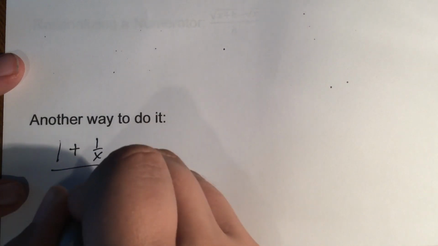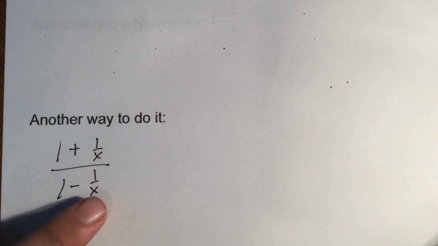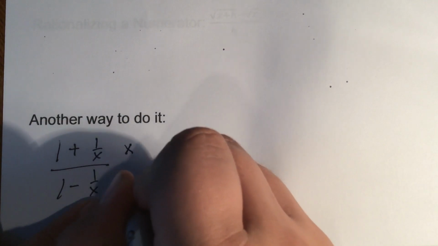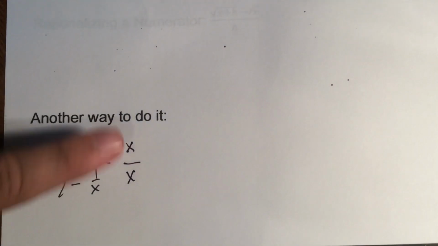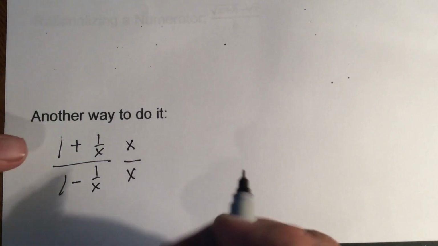So if we have 1 plus 1 over x, and then on the bottom 1 minus 1 over x, what I want to do is get rid of this denominator by multiplying by the denominator. So I'm going to take the top times x, the bottom times x. So x over x is 1, we can multiply by it, and it works. We're not changing its value.